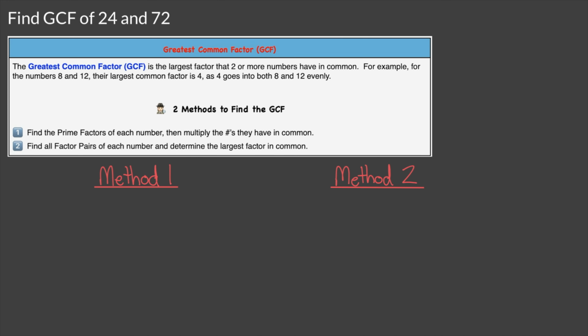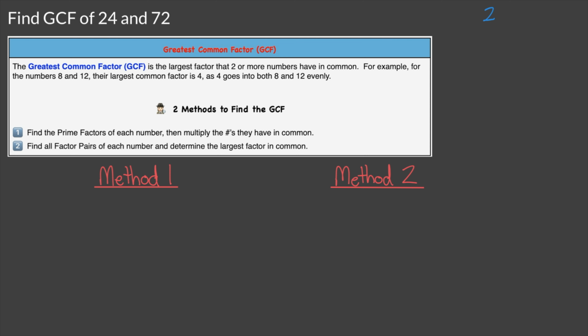This example asks us to find the GCF, or greatest common factor, of 24 and 72. Let's go straight to method 1 to find the GCF. Method 1 says find the prime factors of each number, then multiply the numbers they have in common. So let's go ahead and do the factor tree for 24 and 72 on the side.